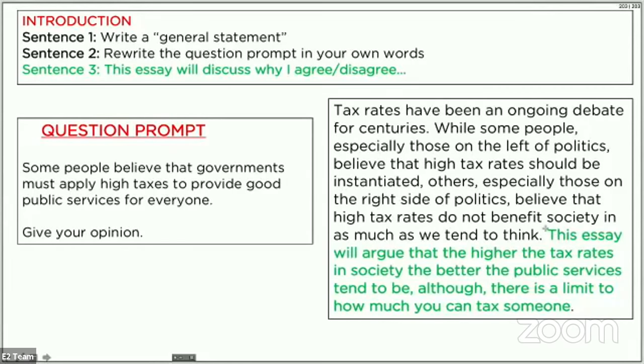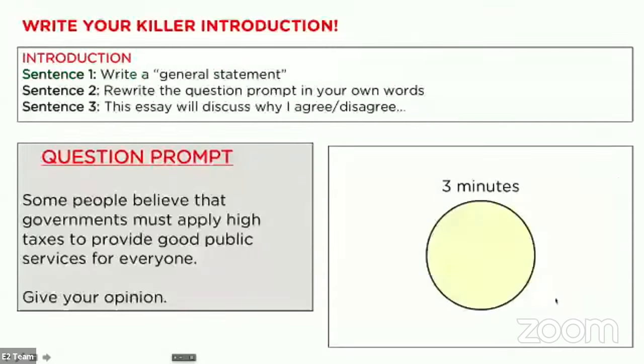First of all, I've told the reader what I'm going to tell them. I've stuck to the topic, but I've also done this. This essay will argue that 1, this will become my paragraph 1, the higher the tax rates in society, the better the public services tend to be, although, paragraph 2, there is a limit to how much you can tax someone. So I've actually included what I'm going to write about because I thought of it beforehand. I've included that in my thesis statement.